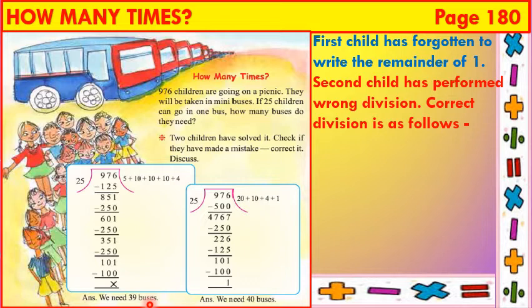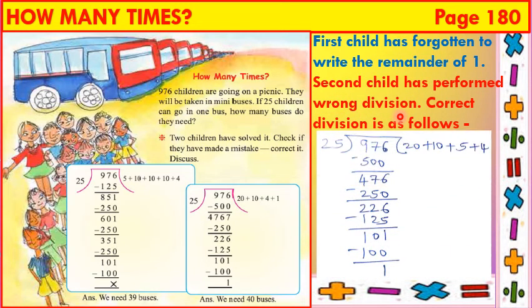Now the second child performed the division using this method. 25 20s is 500. And now find the difference. 976 minus 500. Now here it is written 4767. But the difference is wrong. So now the whole division will be wrong. The second child has performed the wrong division. So the correct division is as follows.